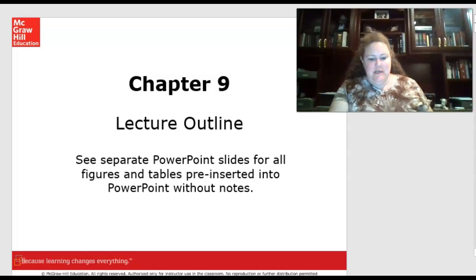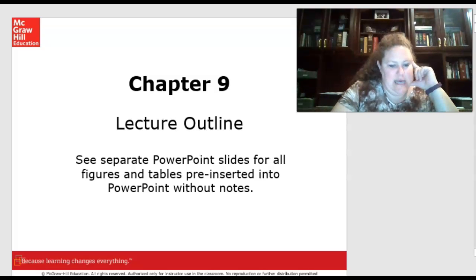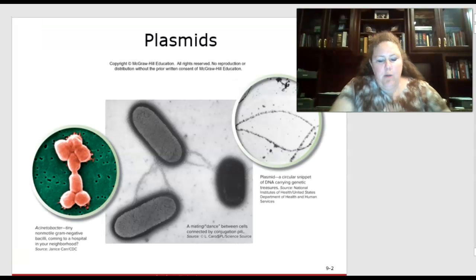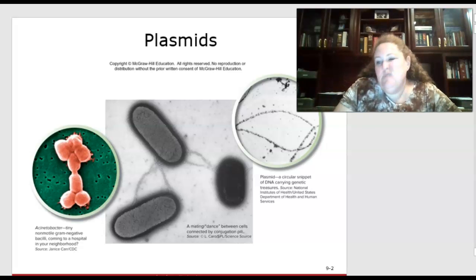Today we are going to be talking about chapter 9, which is all about microbial genetics. Okay, so this is going to be a ton of fun. Basically, we're going to start off with what are plasmids? Well, this is like the beginning of your chapter 9 book. Plasmids are a circular snippet of DNA carrying genetic treasures.